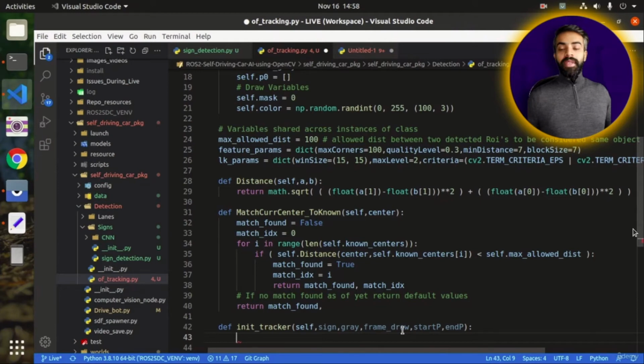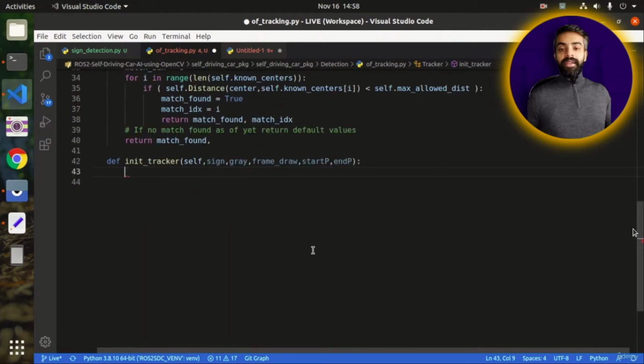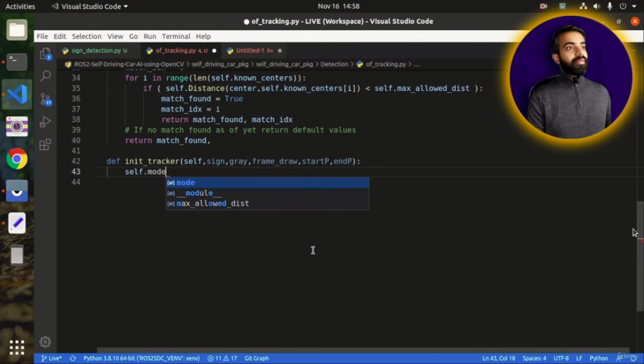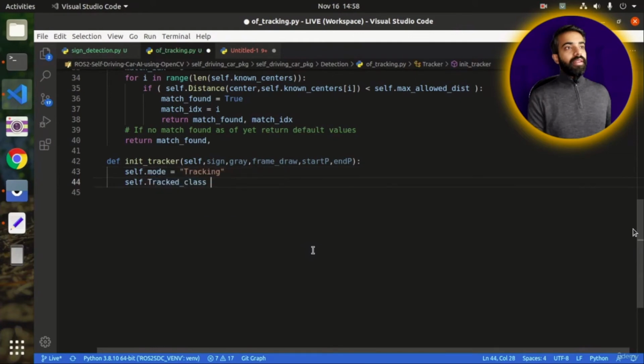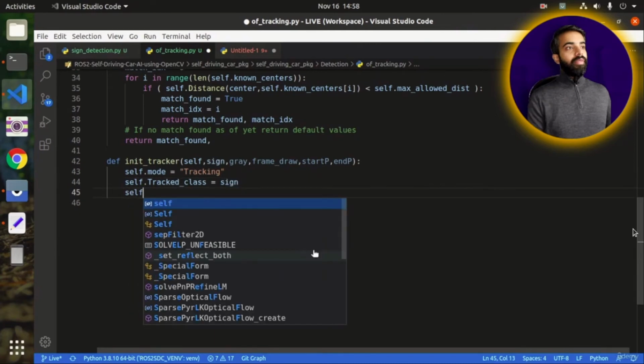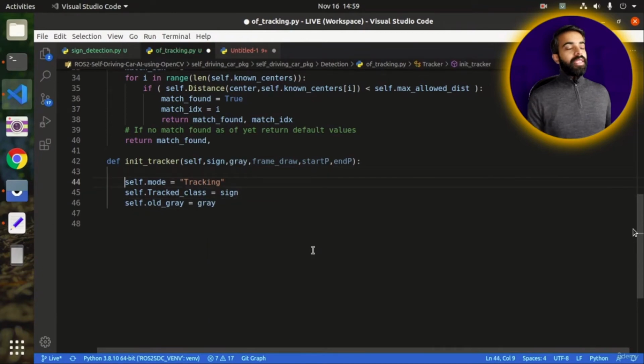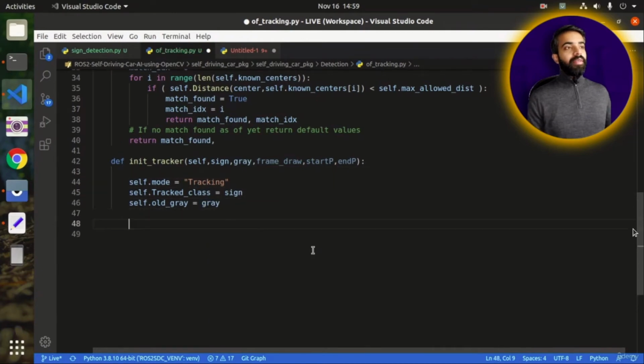Now, inside this function, the very first thing that we need to do is simply set the mode now to tracking. The mode of the tracker class will not be detection, it will now be set to tracking. So we set the self.mode to tracking. Then, the next thing that we need to do is set the track class to the sign that we have detected currently. Then, we set self.oldGray, that is the previous image, to the current image.